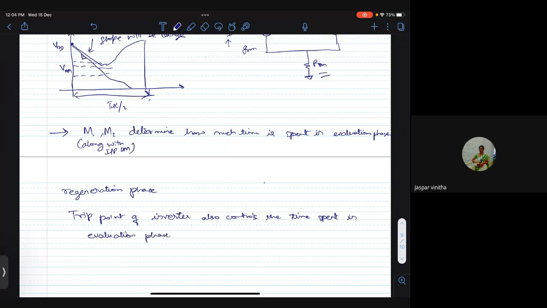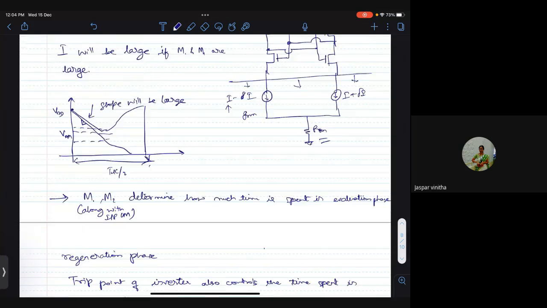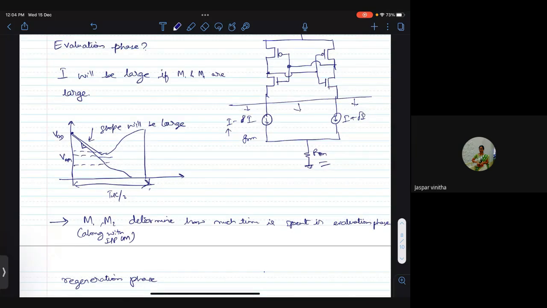Right? So how much time you spend in the evaluation phase depends on the size of M1 and M2, which is the input transistor size. It also depends on where the trip point of the inverters that you have designed is. When I say inverters, it is the trip point of these two inverters, because that is where this number will come from. This VM of the inverters is where the transition between the evaluation phase and the regeneration phase takes place.